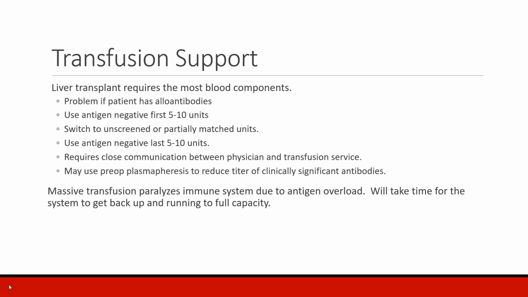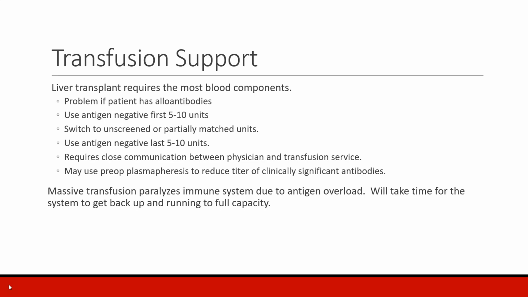You may use pre-op plasmapheresis to reduce the titer of clinically significant antibodies if they're giving a very high reaction. So do a titer on the patient. If it exceeds a certain amount, again, the patient's hooked up to a machine and we take a unit, spin it down, discard the plasma, and then we return the red cells along with regular donor plasma that does not have any antibodies. So again, this is used to decrease the amount of clinically significant alloantibodies.